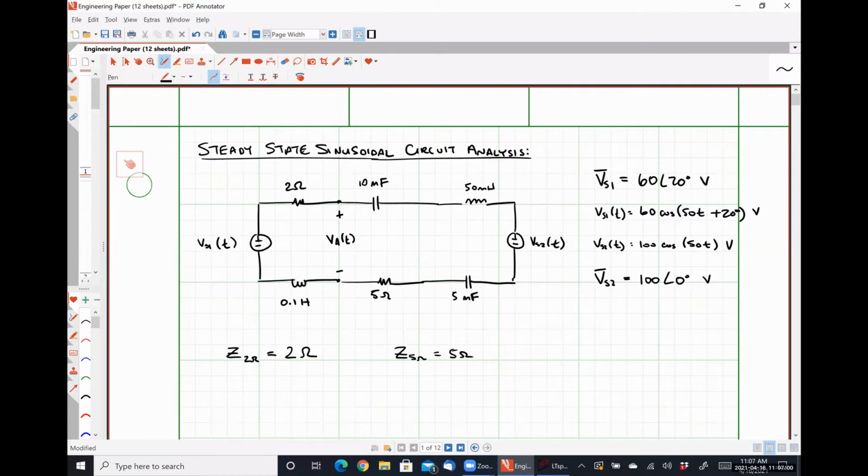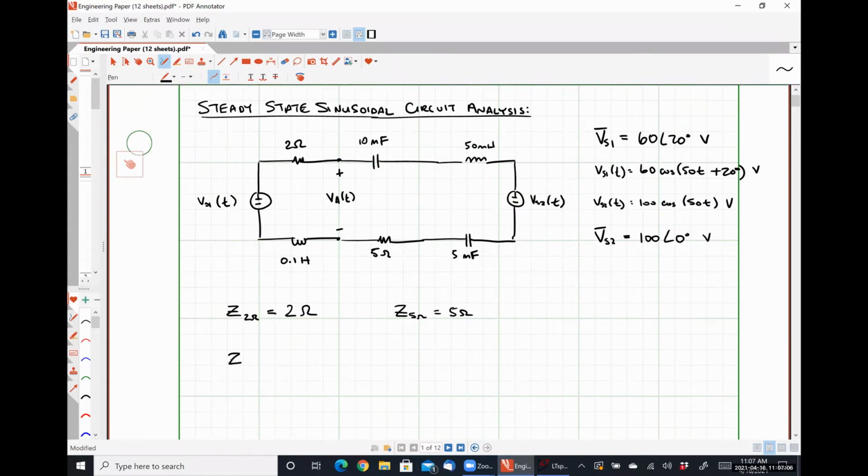Now let's look at our inductors. Let's do the 0.1 Henry one first. What do I do to get the impedance of an inductor? J times omega times L. So we're going to have a J. What's omega? 50 radians per second. And L in this case is 0.1 Henry, where a Henry is a volt second per amp, which is why this is going to give us J5 ohms.